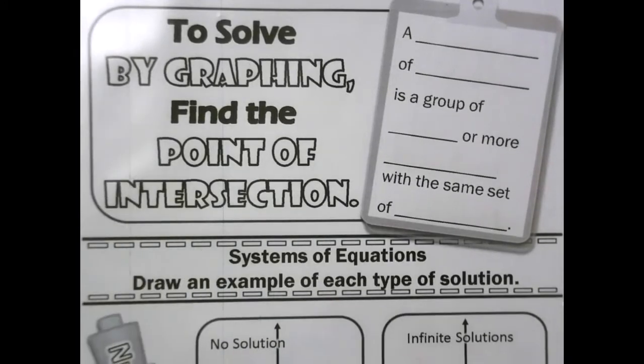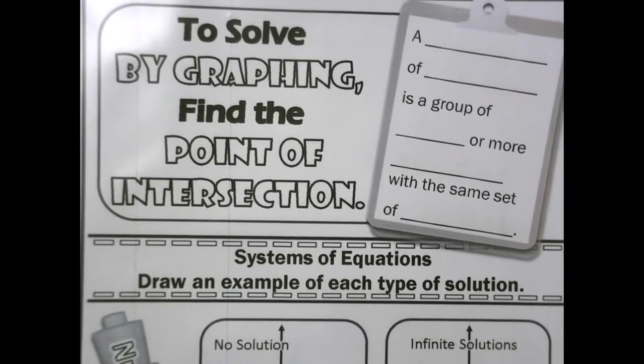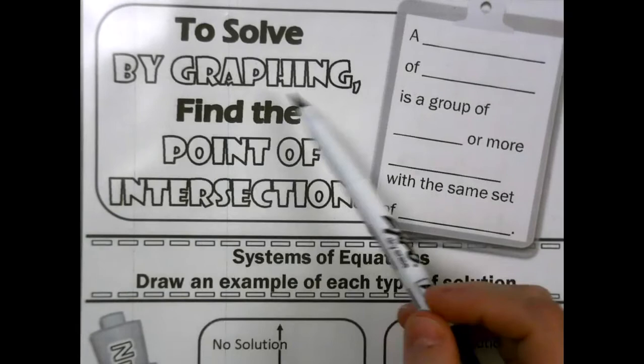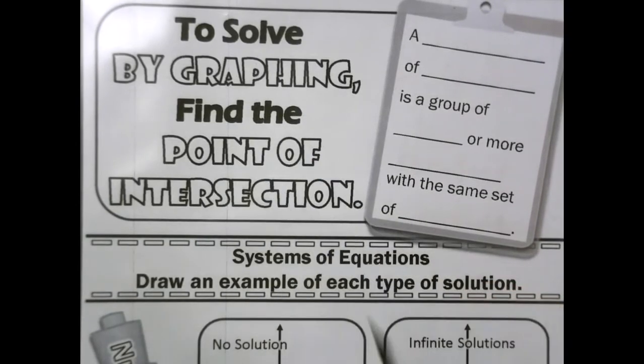Okay. So up here at the top, to solve by graphing, find the point of intersection. What does the point of intersection mean? When the lines intersect, like when they cross. Where they cross, like the intersection of two roads, right? You call that an intersection. That's what that is.